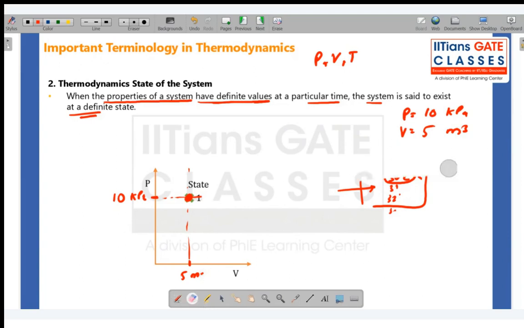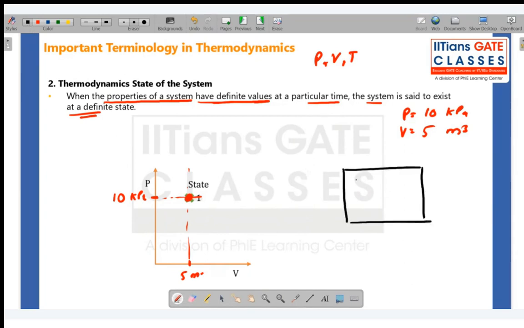Let me explain it in this way. You have a system whose initial pressure is 1 kilopascal and volume is 5 meter cube. Temperature is equal to 100 degrees Celsius. This is my first state, state 1. This is my fixed state. Now I will start giving some heat. What will happen? Pressure is going to change, temperature is going to increase, volume is also going to change, depending upon how pressure and temperature are increasing and how the boundary is changing. So these properties are going to change.